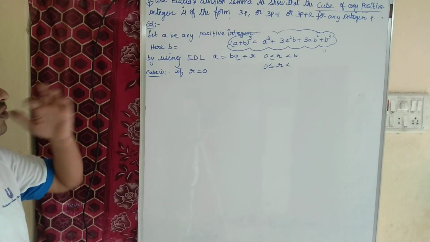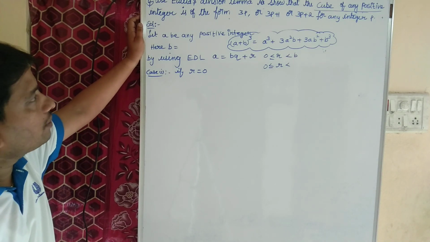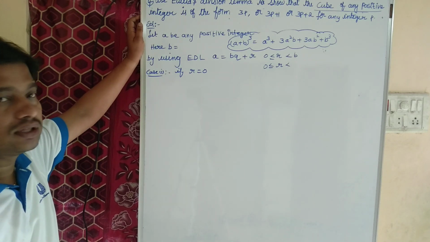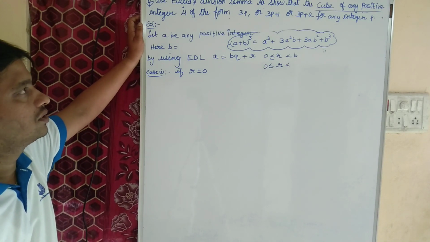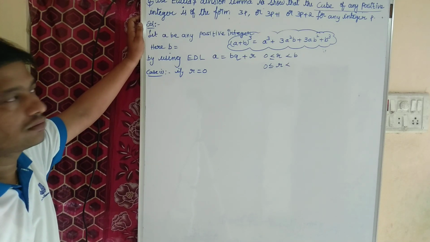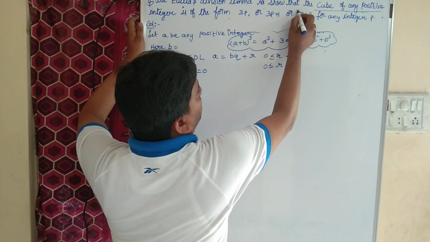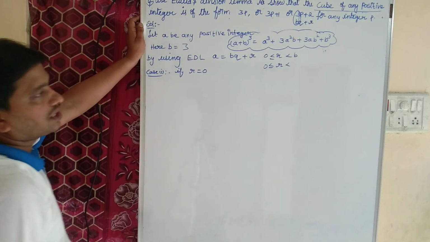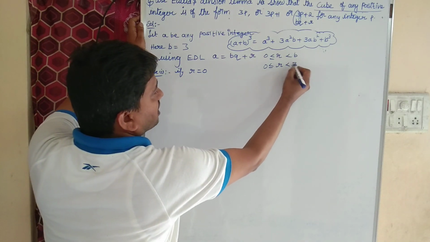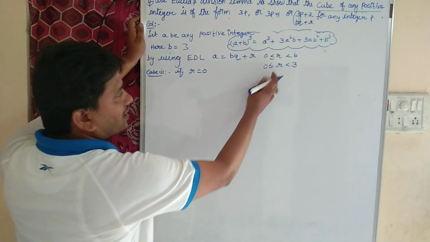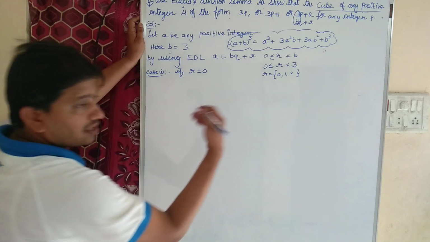Now coming to question number 4, in the same method of problem, use Euclid division lemma to show that cube of any positive integer is of the form 3p or 3p plus 1 or 3p plus 2 for any integer p. So children, can you guess what is the value of b here, which is in the form of bq plus r? So b value what here? The value of b is 3. Using EDL, a equal to bq plus r, where r must lie between 0 and b. 0 less than r less than 3. So r takes the values 0, 1, 2.